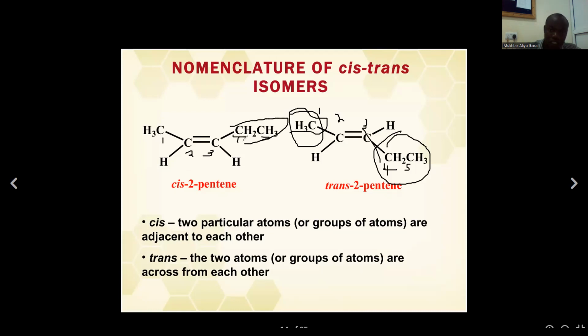You see that the ethyl group attached to the carbon bearing the double bond is on the same side as the methyl, which is CH3. So cis means that 2 particular atoms are adjacent to each other. You see they are adjacent. This one is adjacent to this one. And trans means the 2 atoms or groups of atoms are across from each other. You see they are across. This one is across from this one. So that is why they are considered trans and cis.